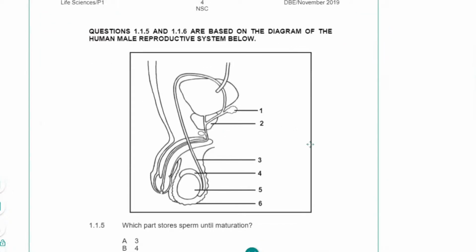Now, when you are given a question like this, please try to label all the parts, especially if it is a short question other than the objective. Before we go to answer the question, let's first try to label. Number 1 comes from the penis. You see urethra, it means that this is Cowper's gland. This is prostate gland. This is seminal vesicle.